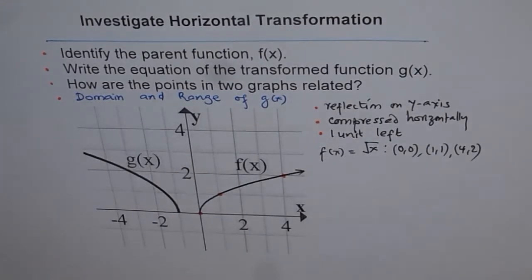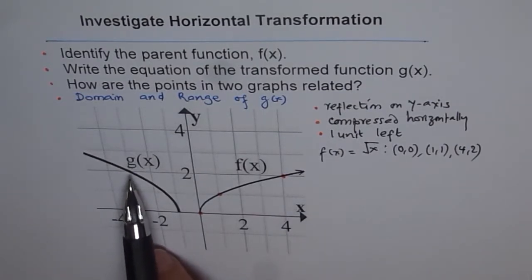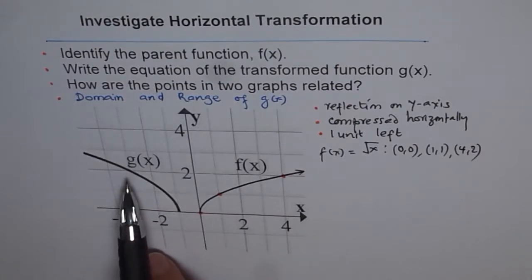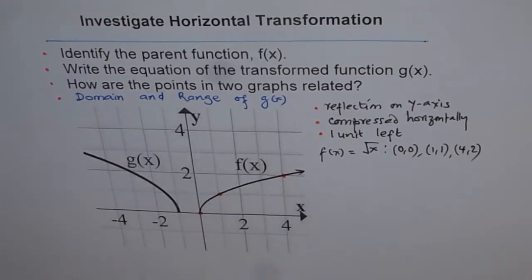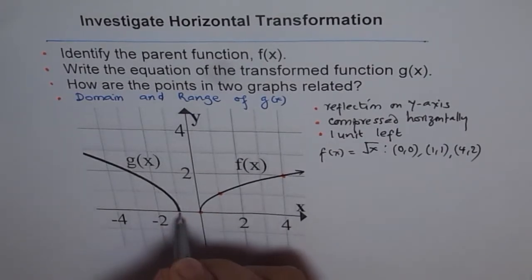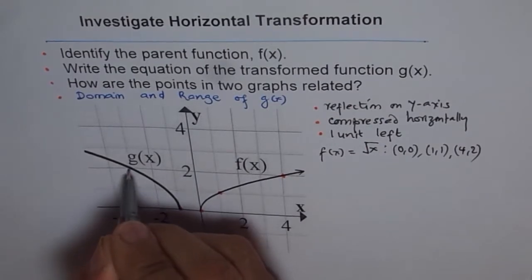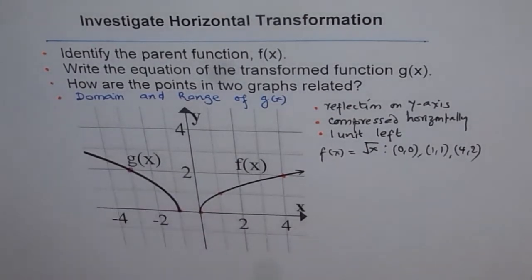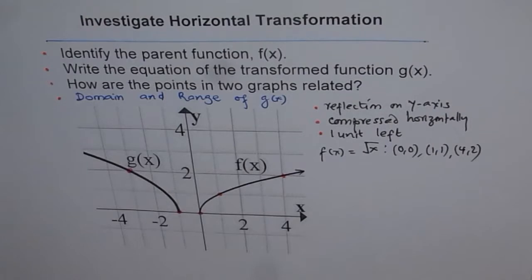Why have I adopted this approach? Simply because when you write down your function for transform function, I would like you to test that equation with points on the graph. That is the whole idea. You should make it a practice. After writing your answer, check your points. These are good points to check with on g of x. So this is how we approach, and then we see how the points are getting transformed.